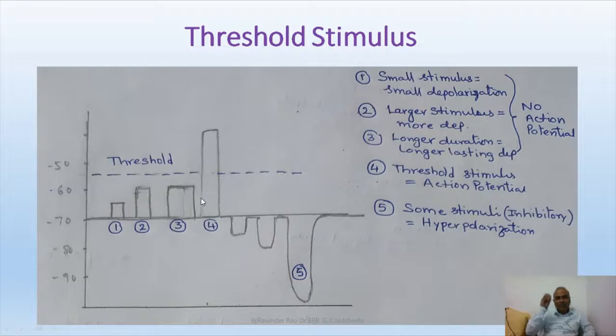There are also some stimuli, some chemical substances like that, which cannot create depolarization, but they can create hyperpolarization. So some stimuli create hyperpolarization, and some create depolarization. When a wave is moving upwards, above the resting value, it is called depolarization. If any wave is moving down below the resting value, that is called hyperpolarization.